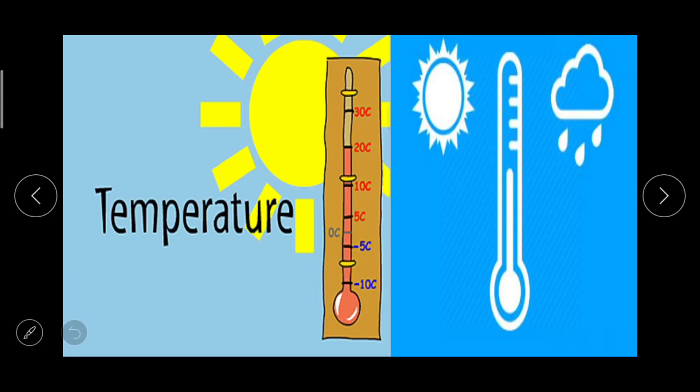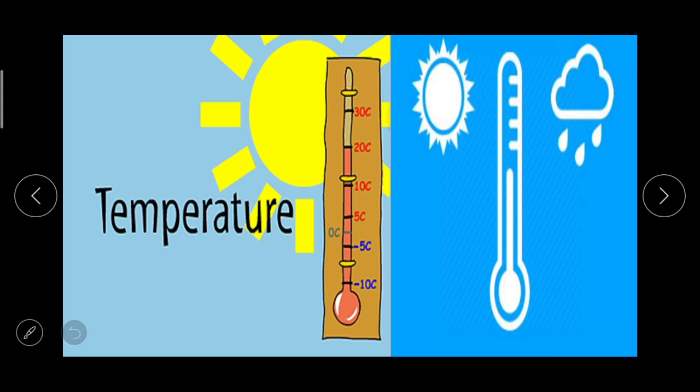My dear students, today in Standard 6th Geography, we'll be learning the topic temperature. Our last lesson in Geography was weather and climate. In that, we studied the concept of weather and climate and also the difference between the weather and climate.